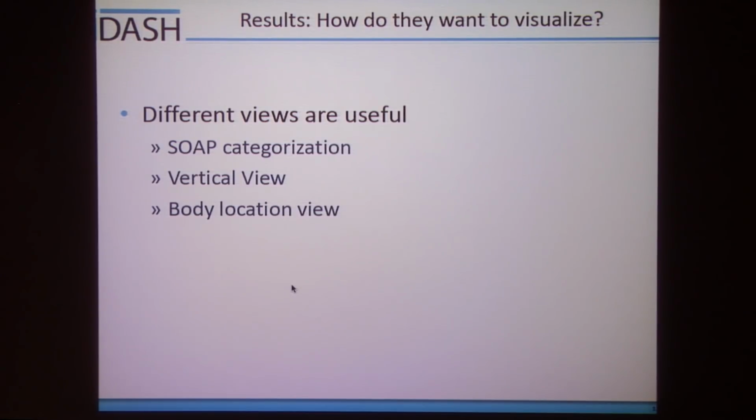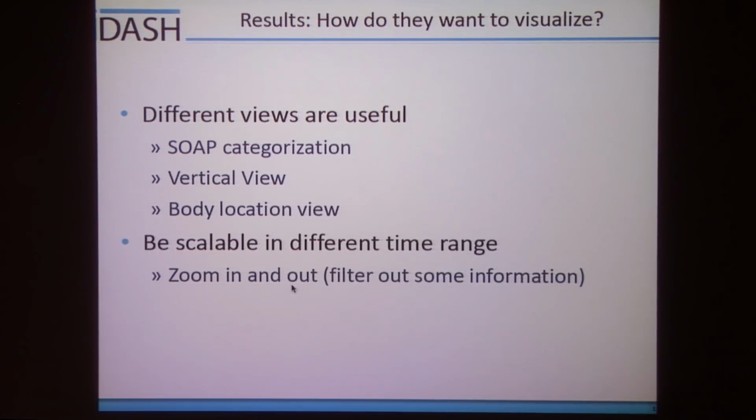Radiologists suggest that a body location view would be helpful because they usually think about the relative information within a body location, such as a shoulder. So we have just mentioned that the zooming feature is an important feature for this kind of application. But in order to implement that feature, we have to deal with what kind of information should be displayed differently in depth within different time ranges.